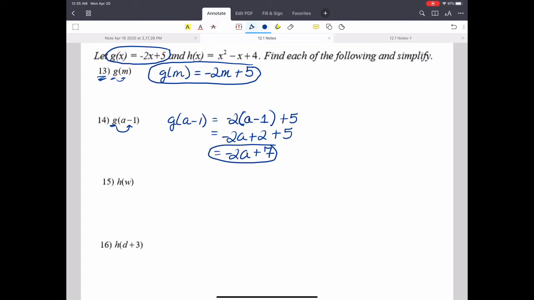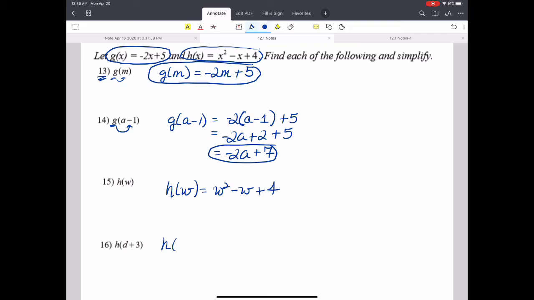There it is. The h of w, that's going to be the first time we've used the h function, and what we're doing for that one is just putting a w wherever we see an x. So the h function of w is going to equal w squared minus w plus 4.